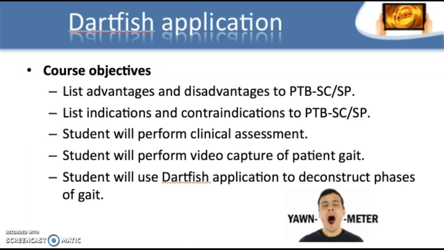Students will learn how to perform a clinical assessment. By that I mean you'll examine a residual limb. You're going to take range of motion measurements, test the muscle strength, and check the neurology of that limb and skin integrity. The students also are going to perform a video capture, actually two, one on their original prosthesis and one on the student's prosthesis, and they're going to compare the two. The students are also going to learn how to use the Dartfish application to deconstruct the phases of gait.